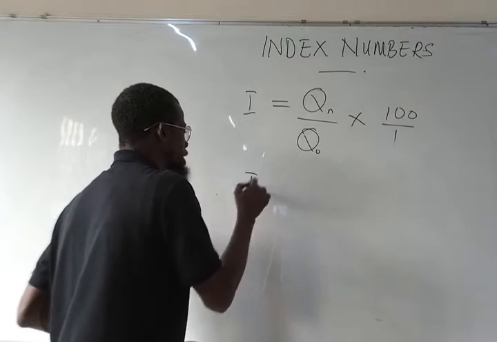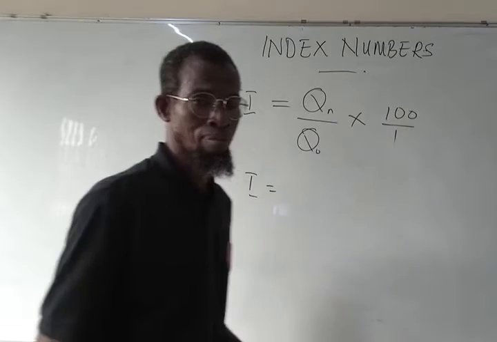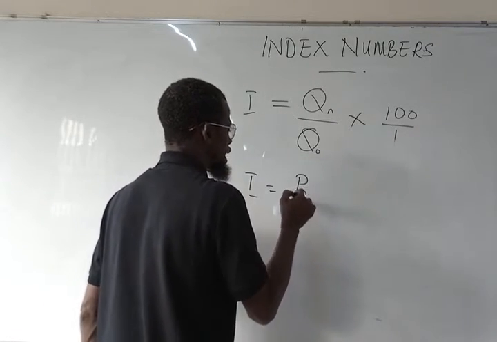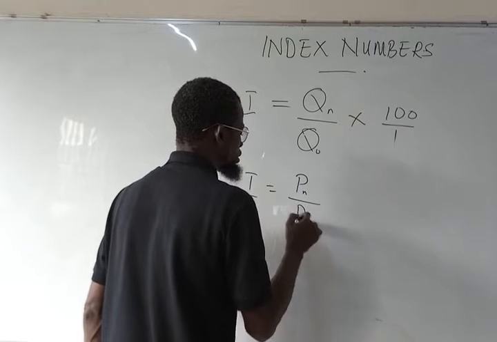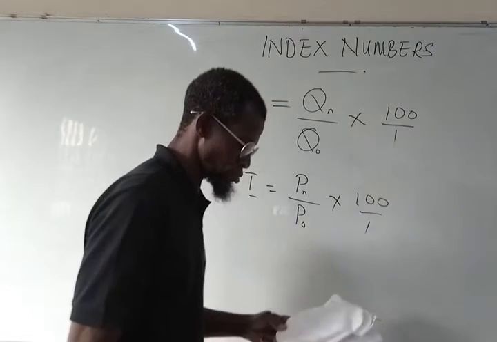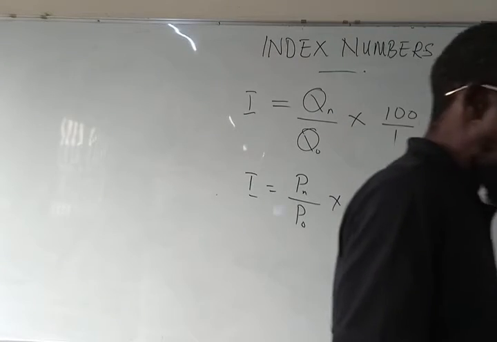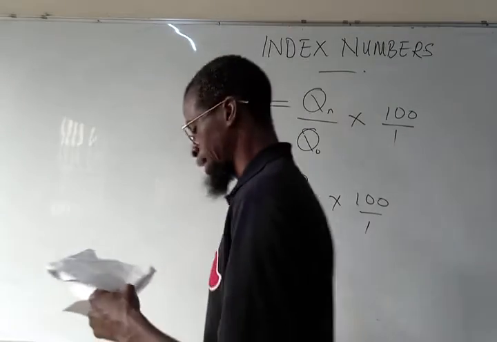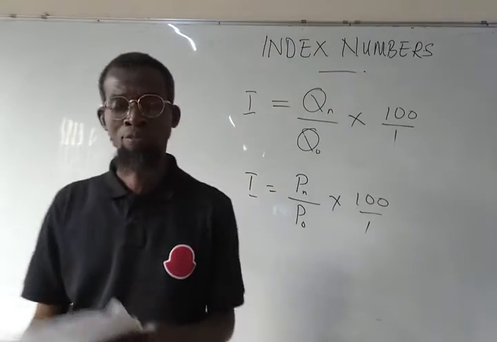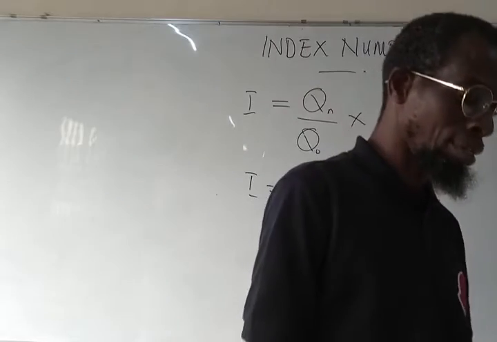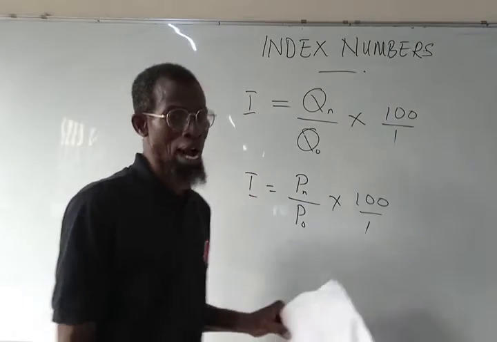I can as well look at it in terms of price. So if it is to be price, it will be the price of the current year all over the price of the base year times 100 over 1. Where I represents or stands for index, Q for quantity, and P for price.